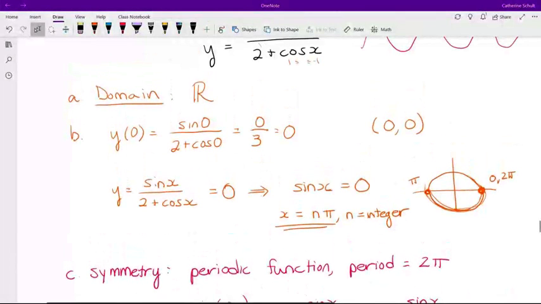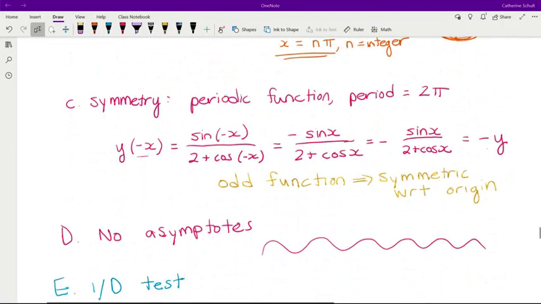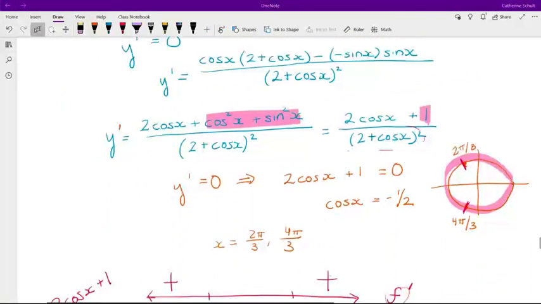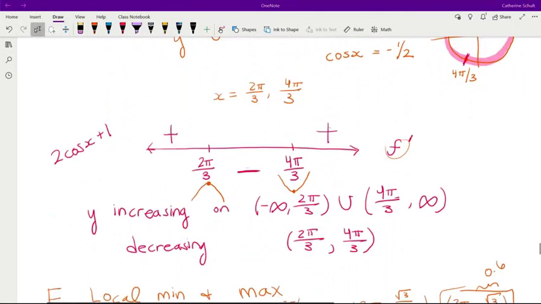Okay, so the domain is all real numbers. We have intercepts at 0 and then all multiples of pi. Periodic function, it's an odd function. Period is 2 pi. No asymptotes. We are increasing between 0 and 2 pi over 3, decreasing between 2 pi over 3 and 4 pi over 3, and then increasing from 4 pi over 3 onward. So I'll make a note of that.